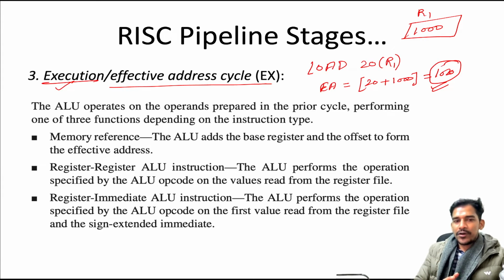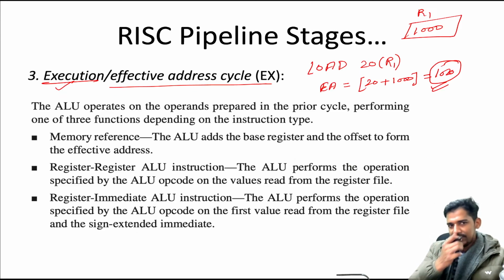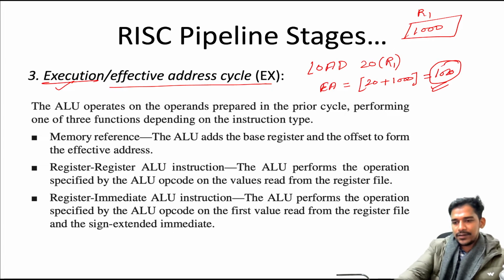So this is a very important point. In the second cycle, you are decoding the instruction and parallelly you are fetching the values from the register. That means you are reading the registers. And in the third cycle, you are executing, or performing the ALU operations, or you are calculating the effective address for the load or store instruction, from where you need to load the value or where you need to store the value, right?